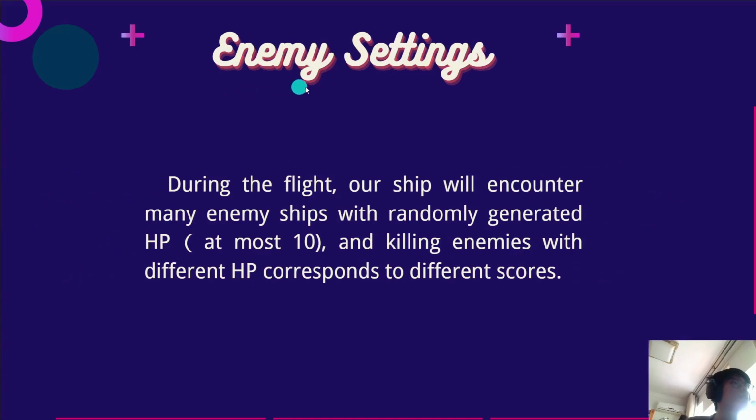And the last is enemy settings. During the flight, our spaceship will encounter many enemy ships with randomly generated HP, at most 10 like I just said, and killing enemies with different HP corresponds to different scores.